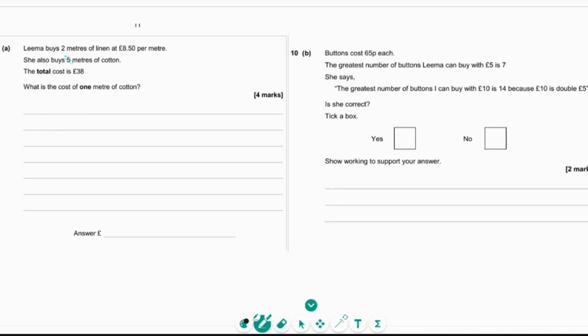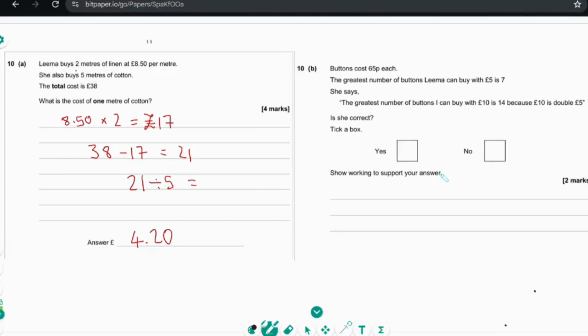Okay, so the linen is £8.50 per metre. She buys 2 metres, £8.50 times 2 is £17. I need to take this away from the 38 because the total cost is 38. So 38 take away 17 is £21. And I need to divide it by 5 because it's 5 metres of cotton. So £4.20 for 1 metre.